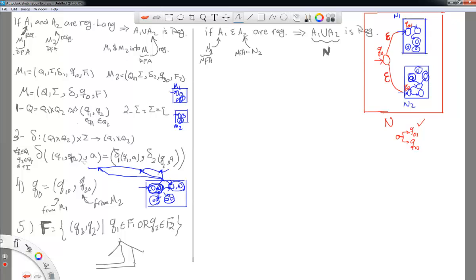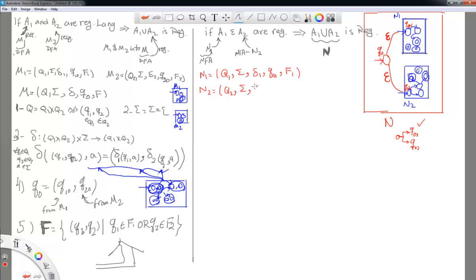And I'll show you that all this big talk about ordered pairs and deltas, Q sub 1 cross Q sub 2, and all that sort of thing, becomes incredibly simpler to write down. So first off, N sub 1 is a non-deterministic finite automaton, so it has a Q sub 1, it has an alphabet, it has a delta sub 1, it has a start state Q sub 0,1, and it has accept states F sub 1. N sub 2 is also a five-tuple, a non-deterministic finite automaton.